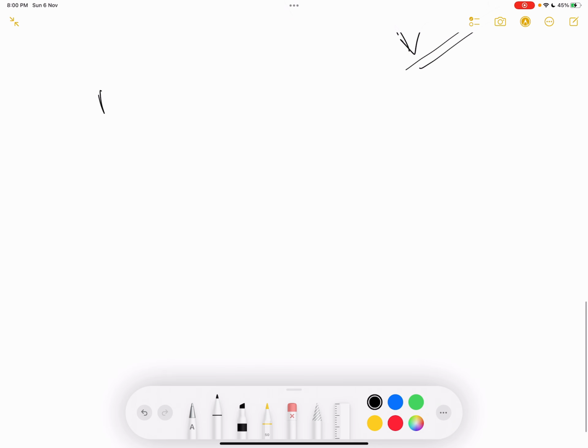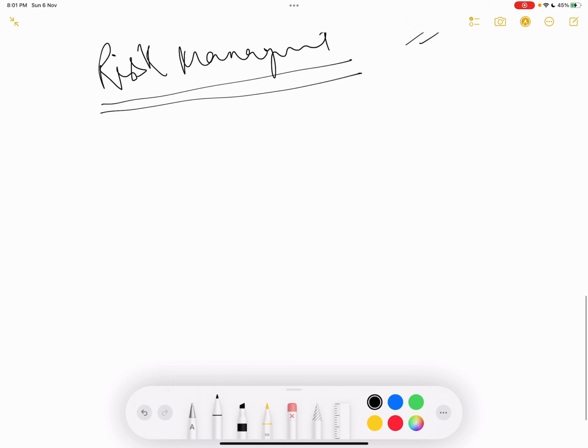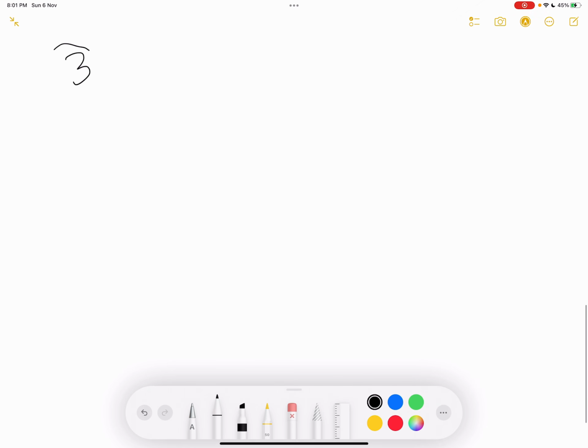Let's talk about risk management now. Risk management and money management, right? So there are three good methods for money management. The first one is, I would say, the martingale method.